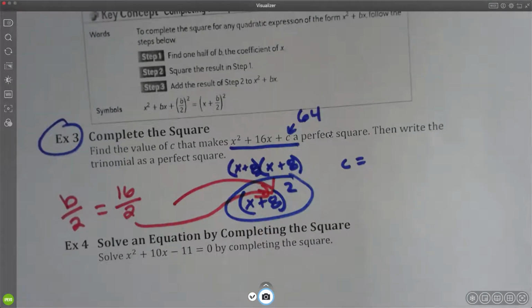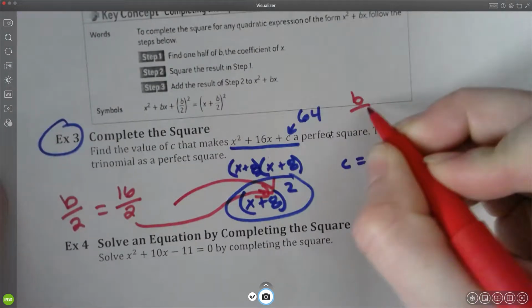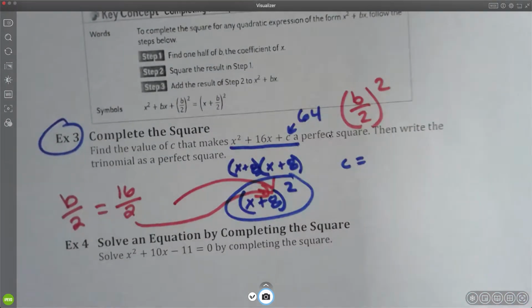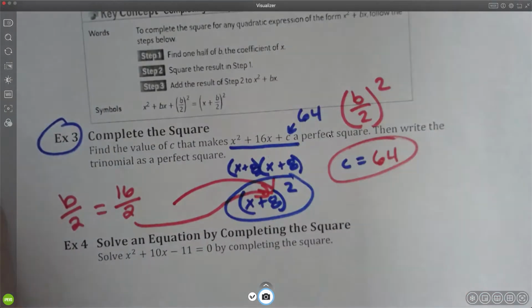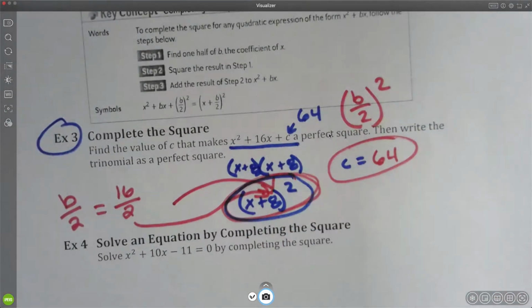Now, how do you find what c is? Then it would be that square. b divided by 2, if you take that and you square it, then it will give you what c is, right? If you take this number after you divide it in half, and you square it, it will give you this number, right? Okay? So they want 2 things. They want what c is, which is 64, and then they want you to write it like this: x plus 8 squared, okay?